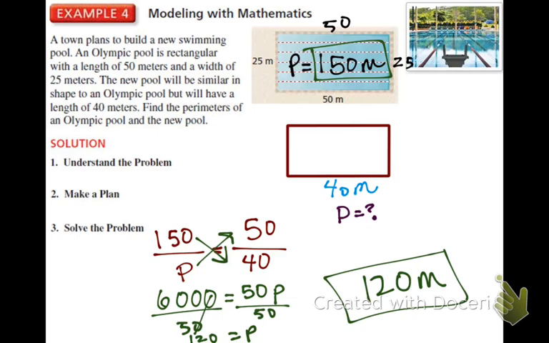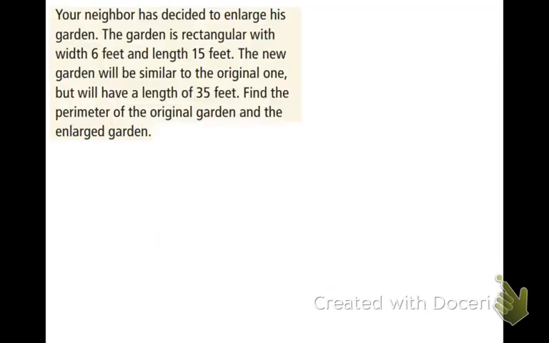Okay. You guys are going to do the one on the next page. It doesn't have a picture, but you guys are going to do it. Your neighbor has decided to enlarge his garden. The garden is rectangular with a width of 6 feet and a length of 15. All right, so what perimeter would that be?